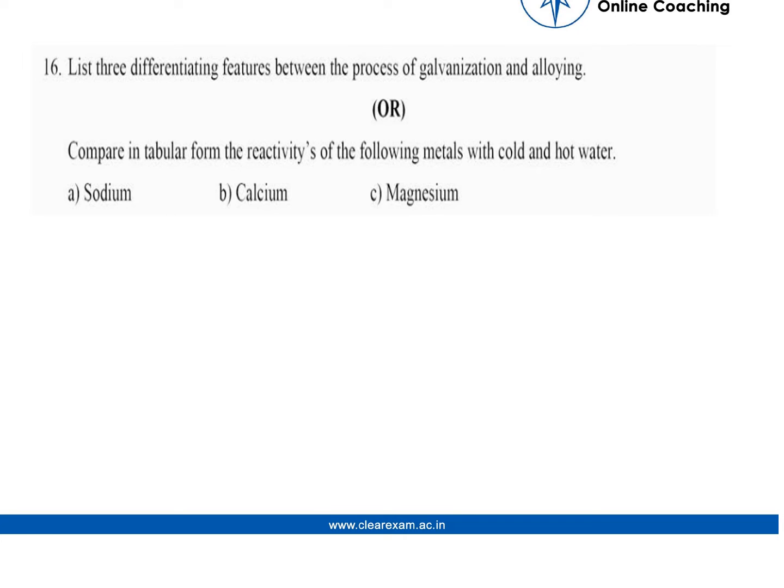So here the two choices are given and we need to answer one of them. We'll be discussing both here. First question is list three differentiating features between the process of galvanization and alloying, and the second is compare in tabular form as to how these three metals mentioned here react along with cold and hot water. So let's go to the explanation.